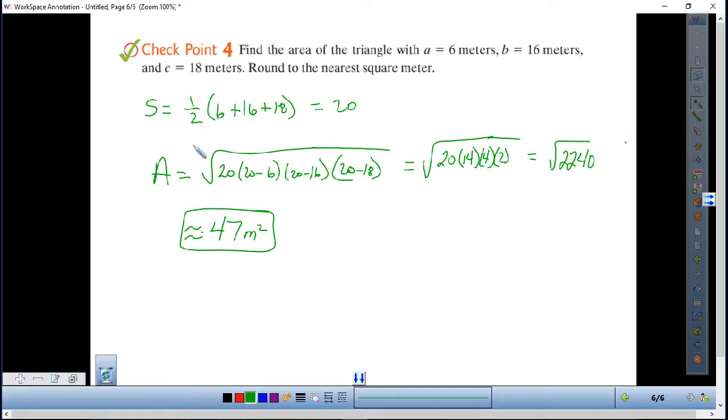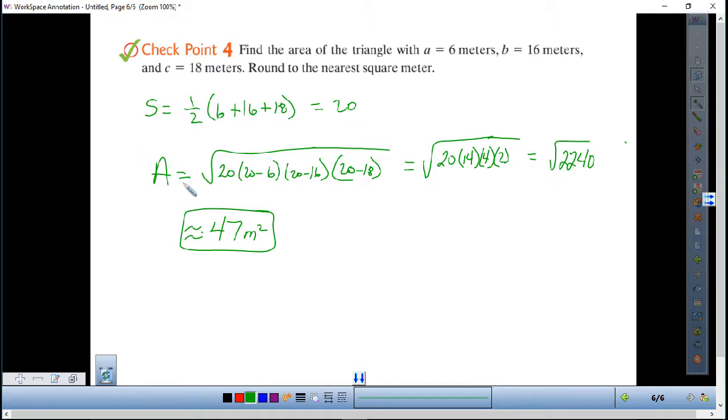All right, so here's the solution. When we find S, we're going to have 1/2 of 6 plus 16 plus 8 plus 10. And 6 plus 16 gives you 22. 22 plus the 8 would give you 30, plus the 10 would give you 40, and 1/2 of 40 gives you 20.